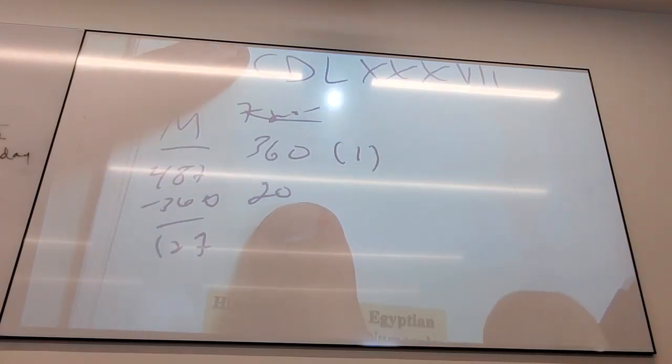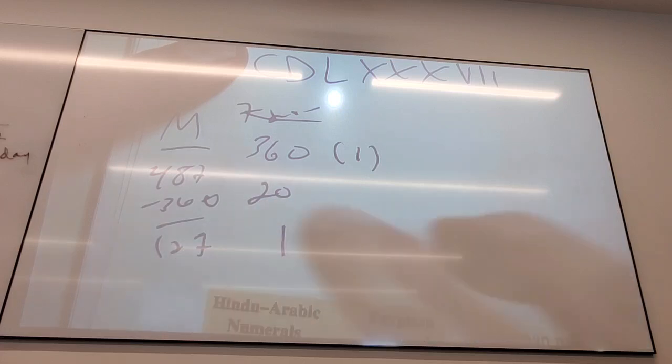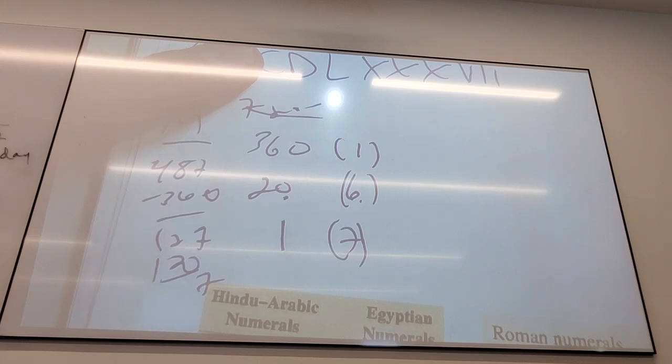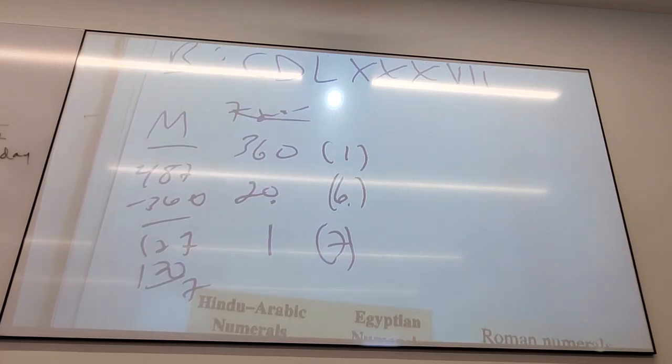How many 20s do I need then? 6. 2 goes into 12 6 times. So I need 6 20s. Why did I put that in parentheses? It doesn't matter. 6 times 20 is 120. 120, so I have 7 left, and I just shove all that there, right? Let me stop for a minute.